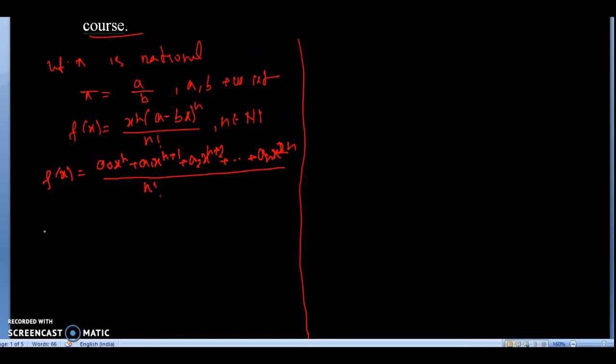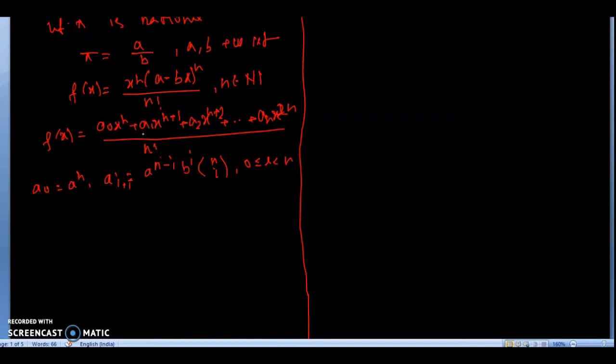Comparing this, a0 will be a to the power n, and a(i+1) will be a to the power n minus i, b to the power i, times nCi, for 0 less than or equal to i less than or equal to n. This is a(i+1). Clear? I just used the binomial theorem. Now, since it starts from x to the power n.